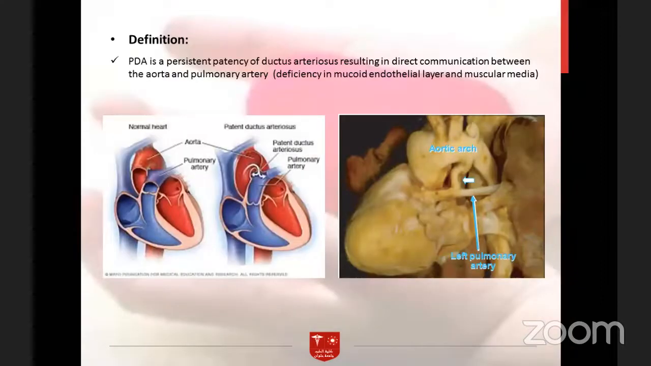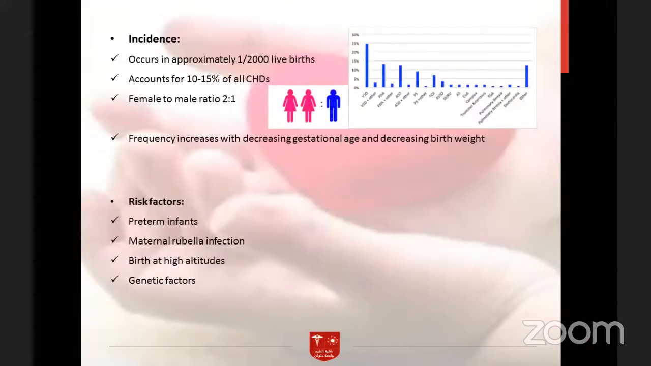PDA is a persistent patency of the ductus arteriosus resulting in a direct communication between the aorta and the pulmonary artery, and it is thought to be due to deficiency in the mucoid epithelial layer and muscular media. PDA is the 4th member of left-to-right shunts after ASD, VSD, and AVSD. PDA occurs in approximately 1 in 2,000 live births, accounting for 10-15% of all congenital heart disease, and it's more common in females, with a ratio of 2:1.